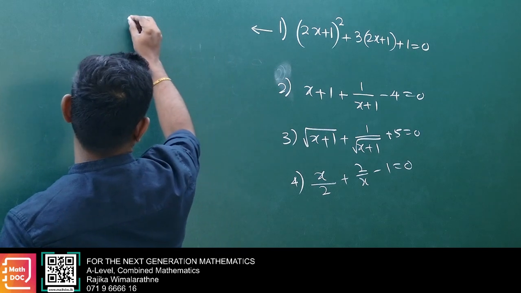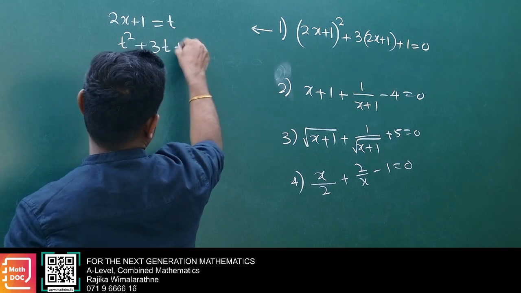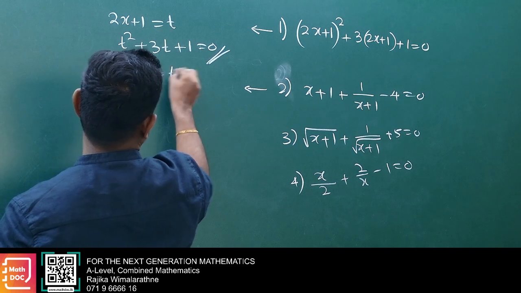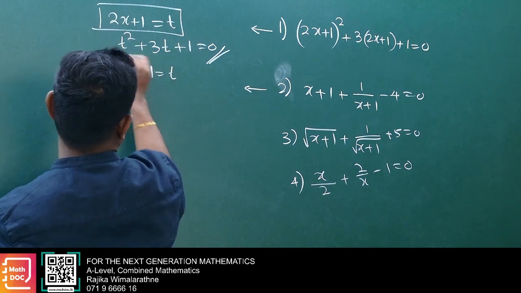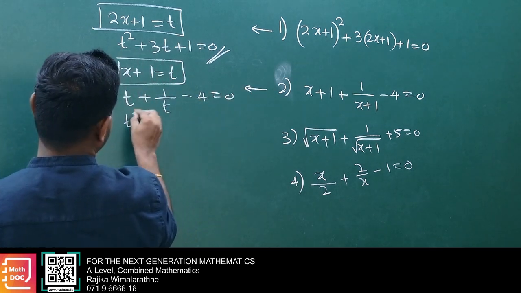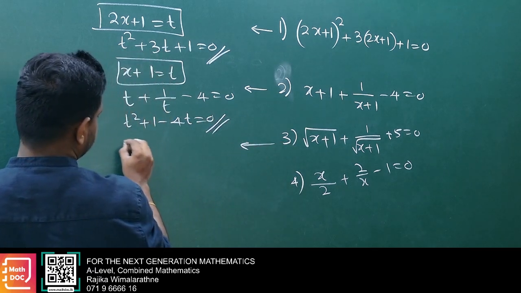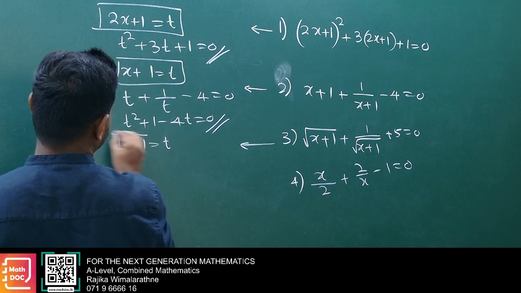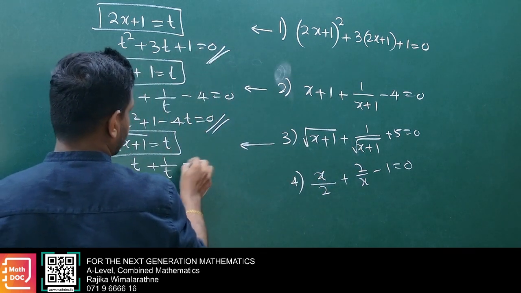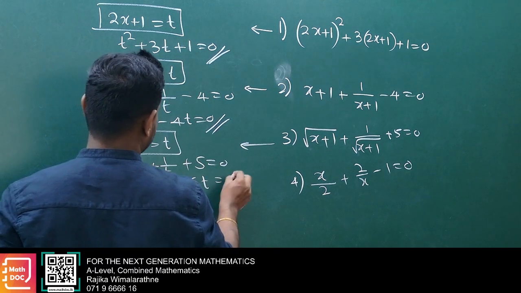Here substitution 2x plus 1 equals t, then t squared plus 3t plus 1 equals 0. And here substitution x plus 1 equals t, then t plus 1 over t minus 4 equals 0, multiply by t, then t squared plus 1 minus 4t equals 0. And here the proper substitution is the root of x plus 1 equals t, then t plus 1 over t plus 5 equals 0, multiply by t, then t squared plus 1 plus 5t equals 0.